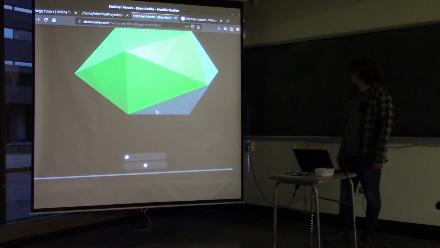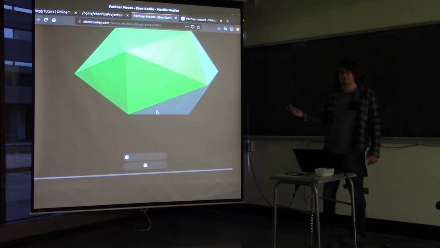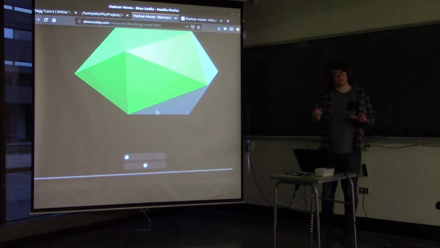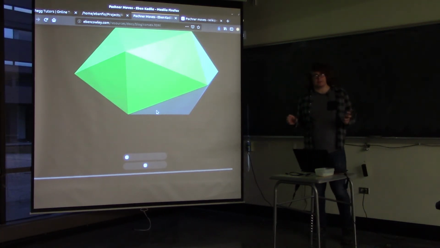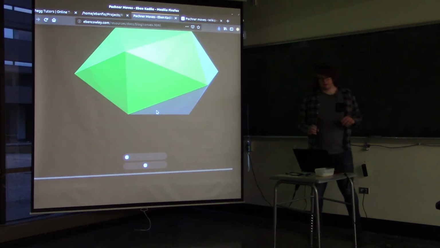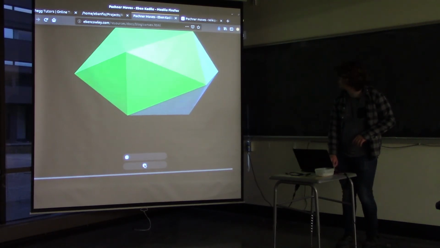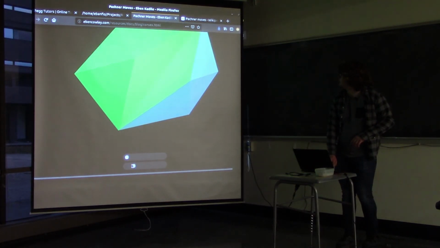And now, the next thing I'm going to do could technically be done by moving just a single vertex. So the interesting thing about this is that Pachner moves can be achieved just by moving single vertices in the set. But I'm going to move 4 different vertices at once, just for the sake of demonstration.